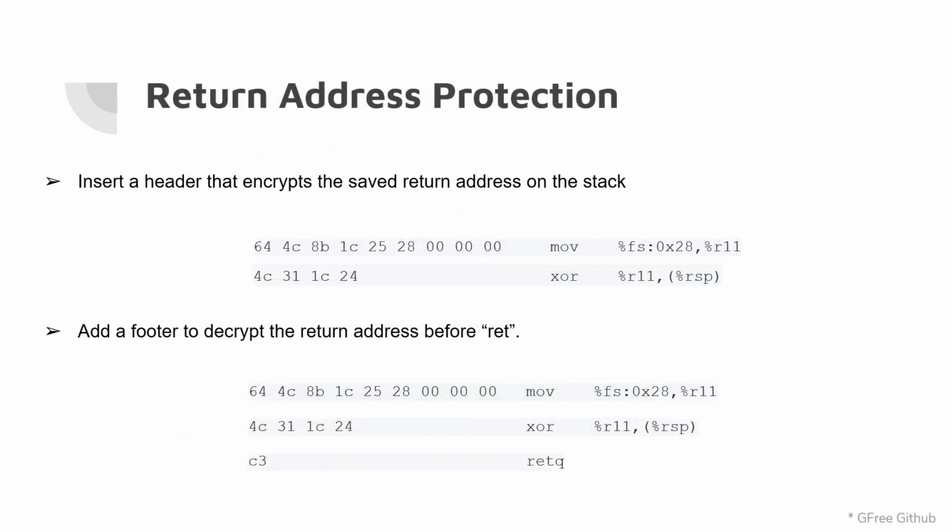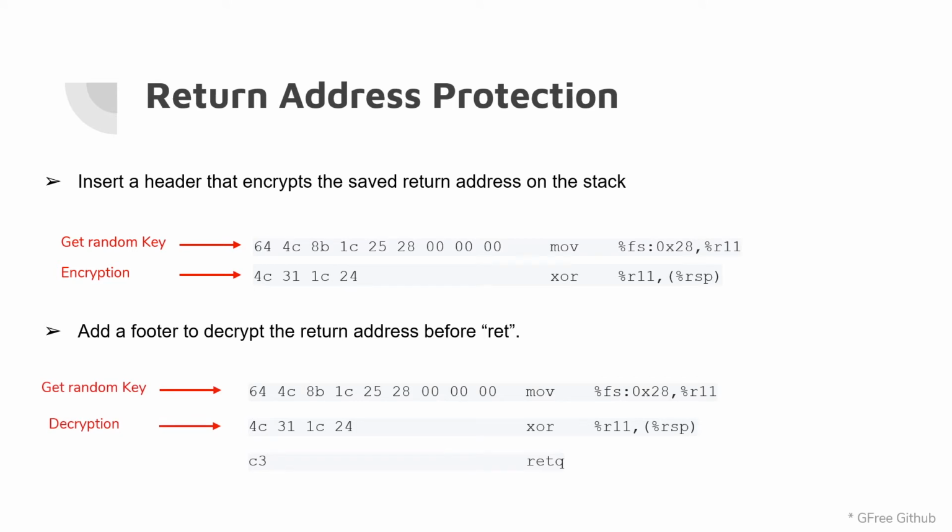Another interesting technique is called return address protection. It is a protection that prevents an attacker from executing code that contains a return from an arbitrary position of the code. Specifically, at the entry of a function, we insert a header that encrypts the saved return address on the stack, and then we add a footer to decrypt the return address before return.